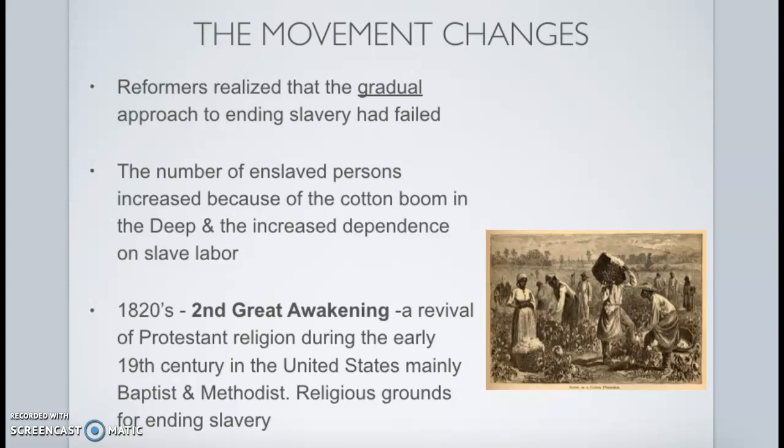So reformers actually started realizing that the gradualist approach to ending slavery was not ending slavery very quickly. And we actually saw that slave populations were increasing during this time period because of the cotton boom in the South. There was an increased dependence on slave labor.